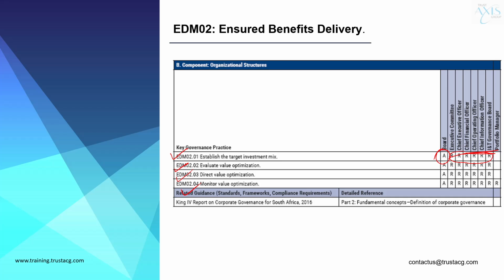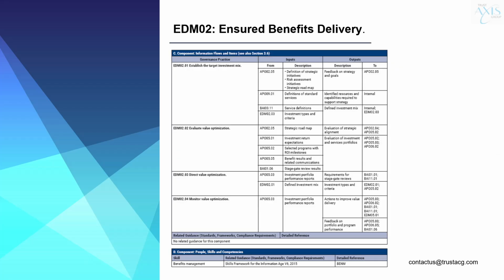So, when we map these practices to the organization's roles, you will see how accountability primarily rests with the board, emphasizing the governance oversight. Okay. So, responsibility is spread across multiple layers of leadership within the enterprise. And this clear distribution ensures that the benefit delivery is not treated as an isolated IT concern but as a shared business responsibility.